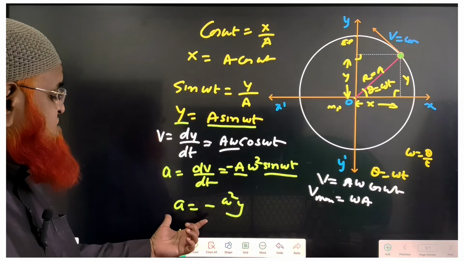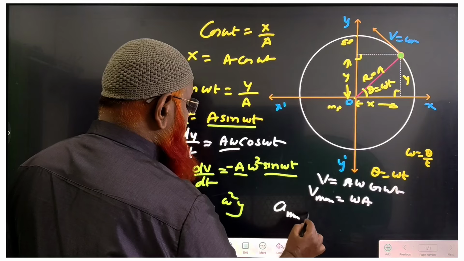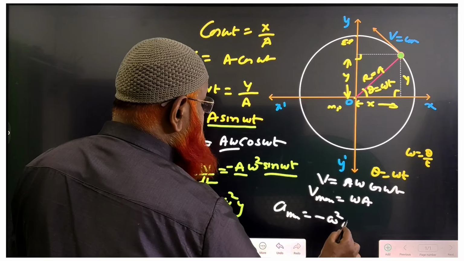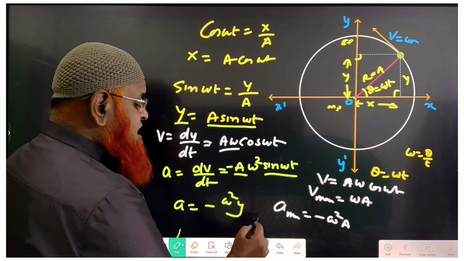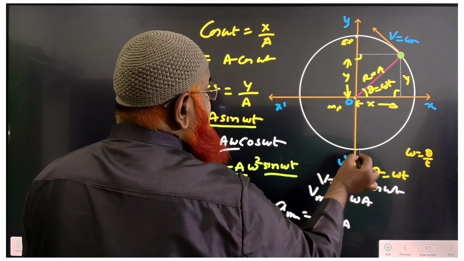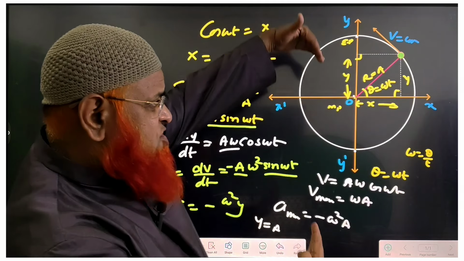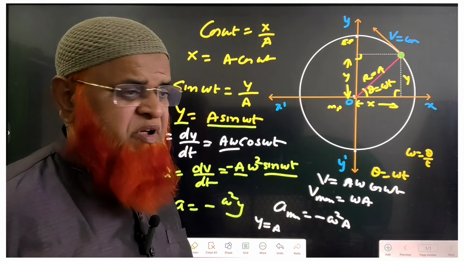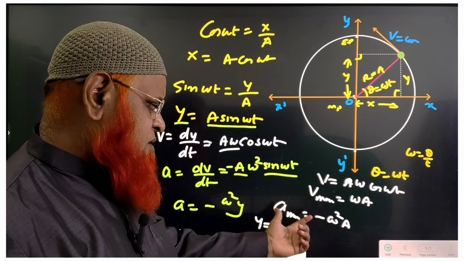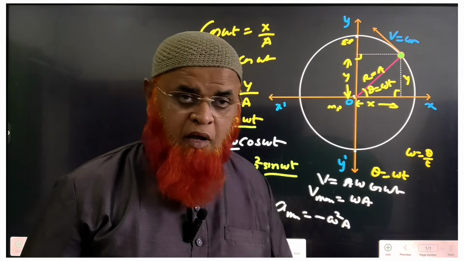Then if you get an acceleration as minus omega square y, what is the maximum acceleration? Maximum acceleration can be taken as minus omega square a. Here y is going to become a, because acceleration is maximum at the extreme positions and minimum at the mean position. So acceleration is always directed towards the mean position. Therefore, we are getting acceleration as maximum, which is minus omega square into a. That's it.